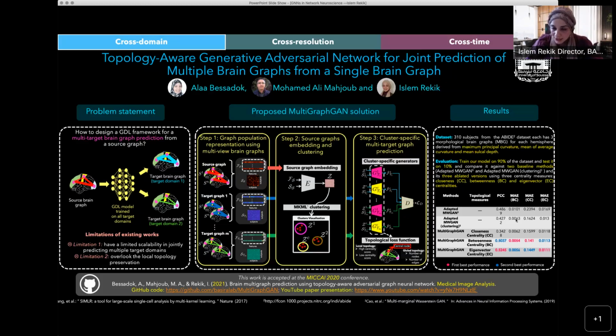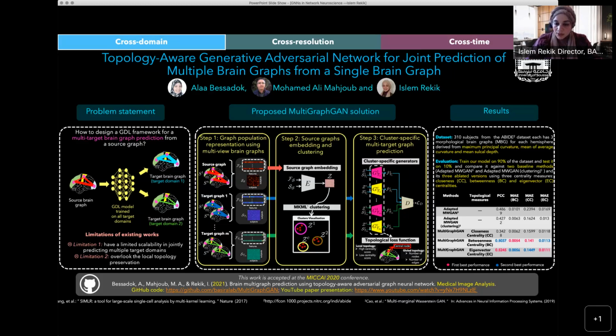As you can see, these are the comparison methods. There weren't any methods that solved this problem before, so we took MWGAN, which was designed for images, and adapted it to graphs and evaluated it. This is the Pearson correlation, so the higher, the better. These are the MAE errors, so the lower, the better. And you have MAE in betweenness centrality, closeness centrality, and eigenvector centrality, different topological measures.